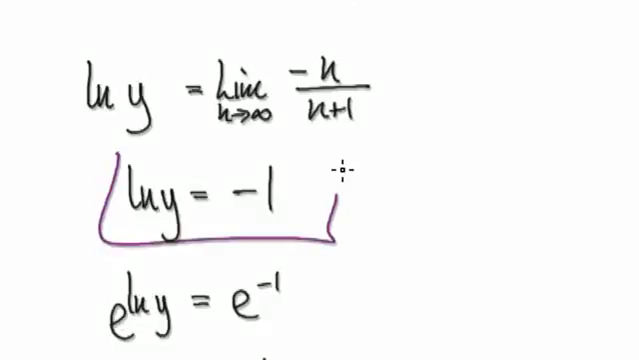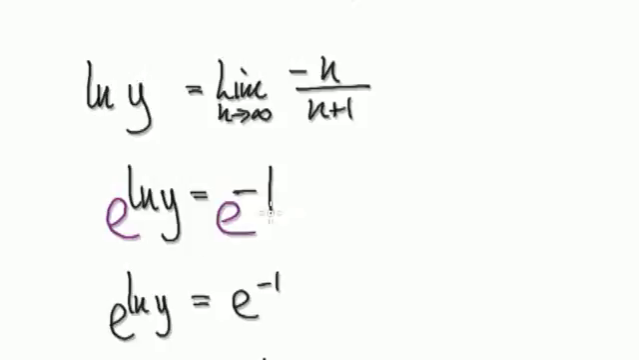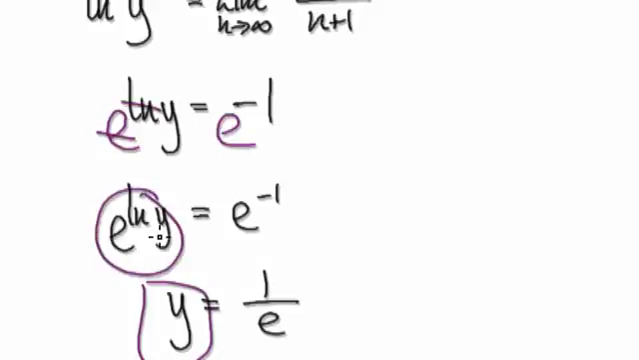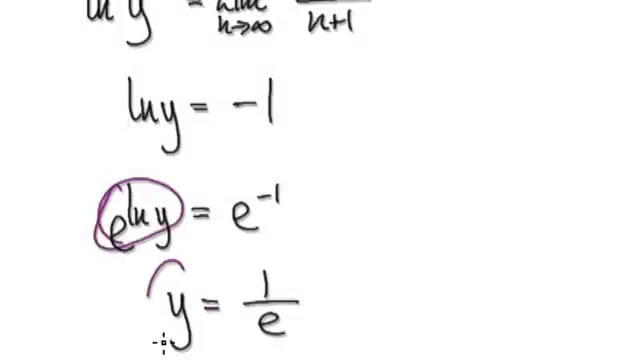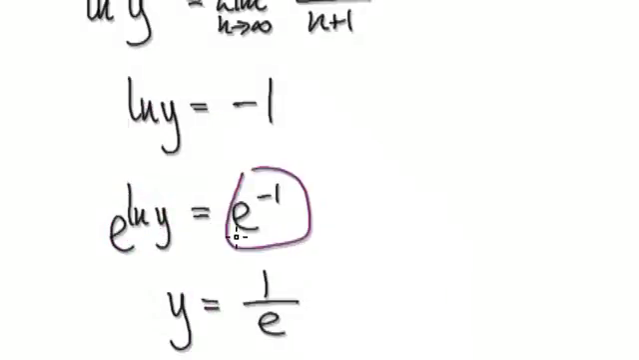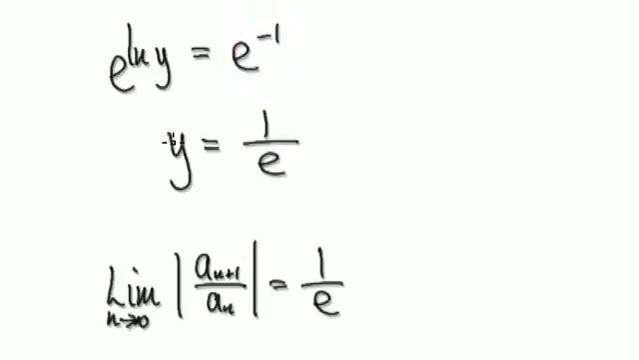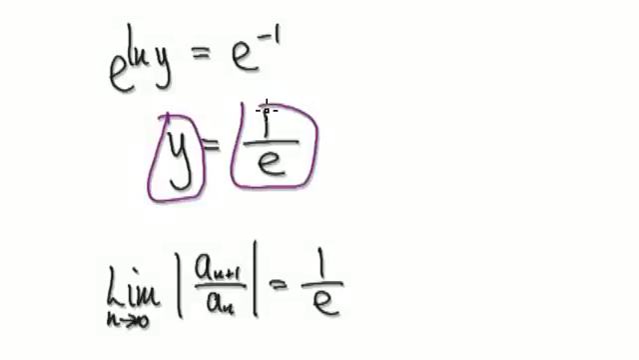So from here, e to both sides. So e here, and then e here. Well, these two in a way cancel each other out, leaving you with y. E to the power of negative 1, that's the same as 1 over e. So now y equals this thing here. So remember, y equals this thing here.